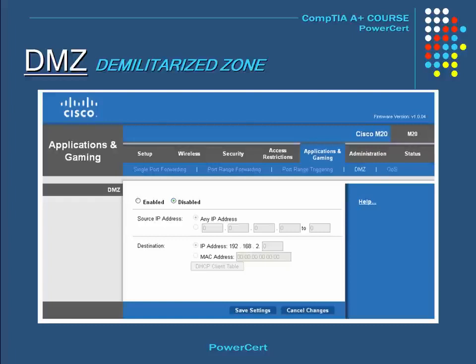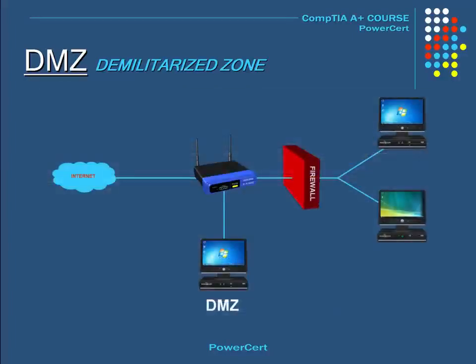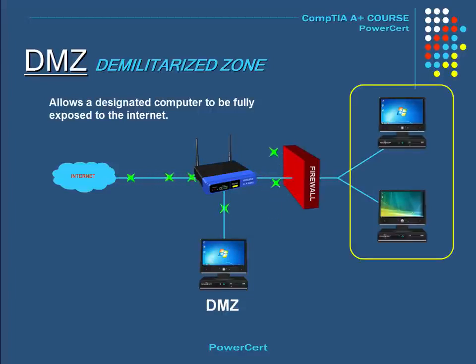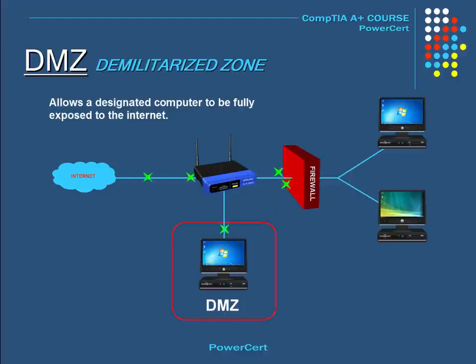There is also what's called the DMZ, and DMZ stands for Demilitarized Zone. The DMZ allows a designated computer on your network to be fully exposed to the internet. It does this by the router forwarding all ports at the same time to the designated DMZ computer. So while these computers here on our internal LAN are protected inside the firewall, the DMZ computer is outside the firewall and is not protected. The DMZ is typically used for testing purposes.